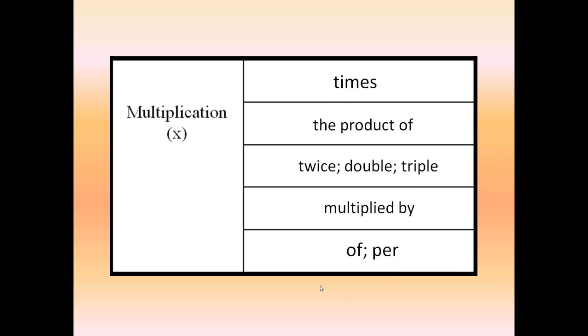Think of a couple of words that mean multiplication. We have times or product, twice, double. Twice means multiply by 2, as does double. Triple means multiply by 3. Also, the words of and per mean to multiply.